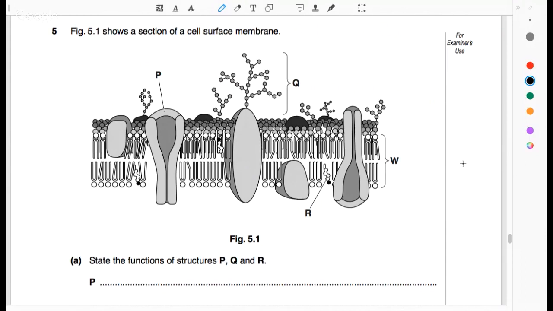P is a transport protein. It's a carrier protein, and it can pump hydrophilic molecules and ions through the membrane against the concentration gradient by active transport. Good. Okay. Q. That's the glycocalyx.